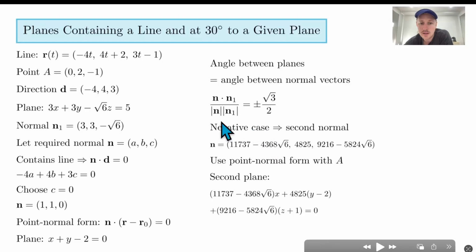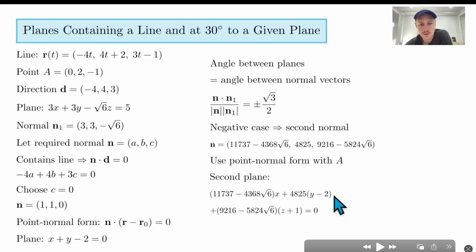And we'll get a second normal. We're trying to solve here. We already know what n1 is. We already know the plane that we're interested in. So we're trying to find this n. And if we do that, we will get this. Okay? And then again, we need to use the point normal form with a. So we need to do n multiplied by r, which is the direction vector of our line, minus a point on that line, which is a. And then you'll get this.